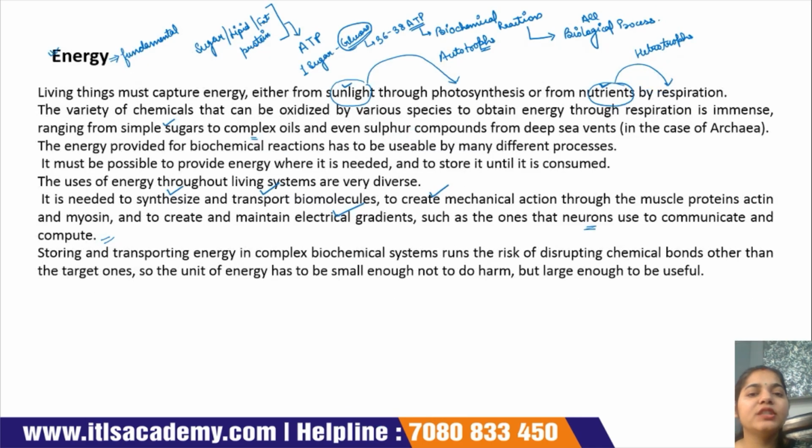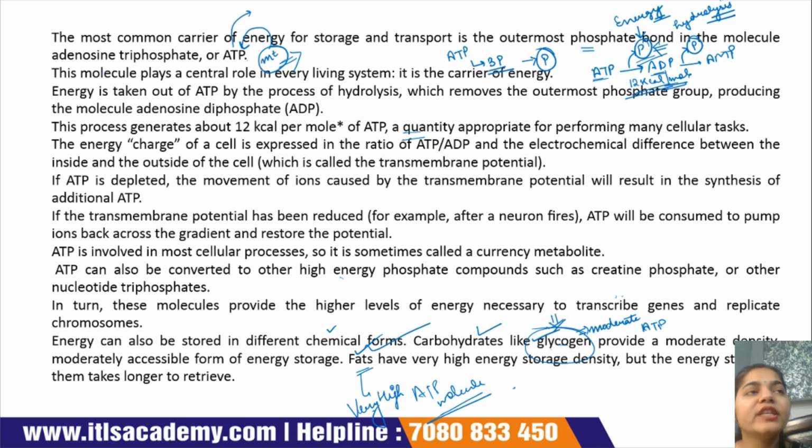What is energy? Energy is a fundamental need of our life. We use lots of chemical compounds to obtain energy, and the carrier of energy is the ATP. ATP is the carrier of energy, and in ATP there are 3 phosphate bonds present.